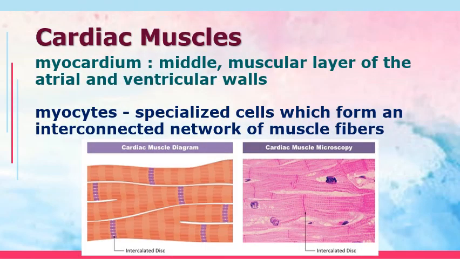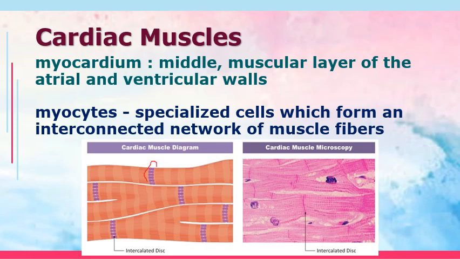Let's talk about the cardiac muscles. Your cardiac muscles, specifically your myocardium, this is the middle muscular layer of your cardiac walls. We have the term myocytes. Your myocytes are the specialized cells found in your heart which form an interconnected network of muscle fibers. Your cardiac muscles are connected to each other by a specialized junction that we refer to as your intercalated disc.